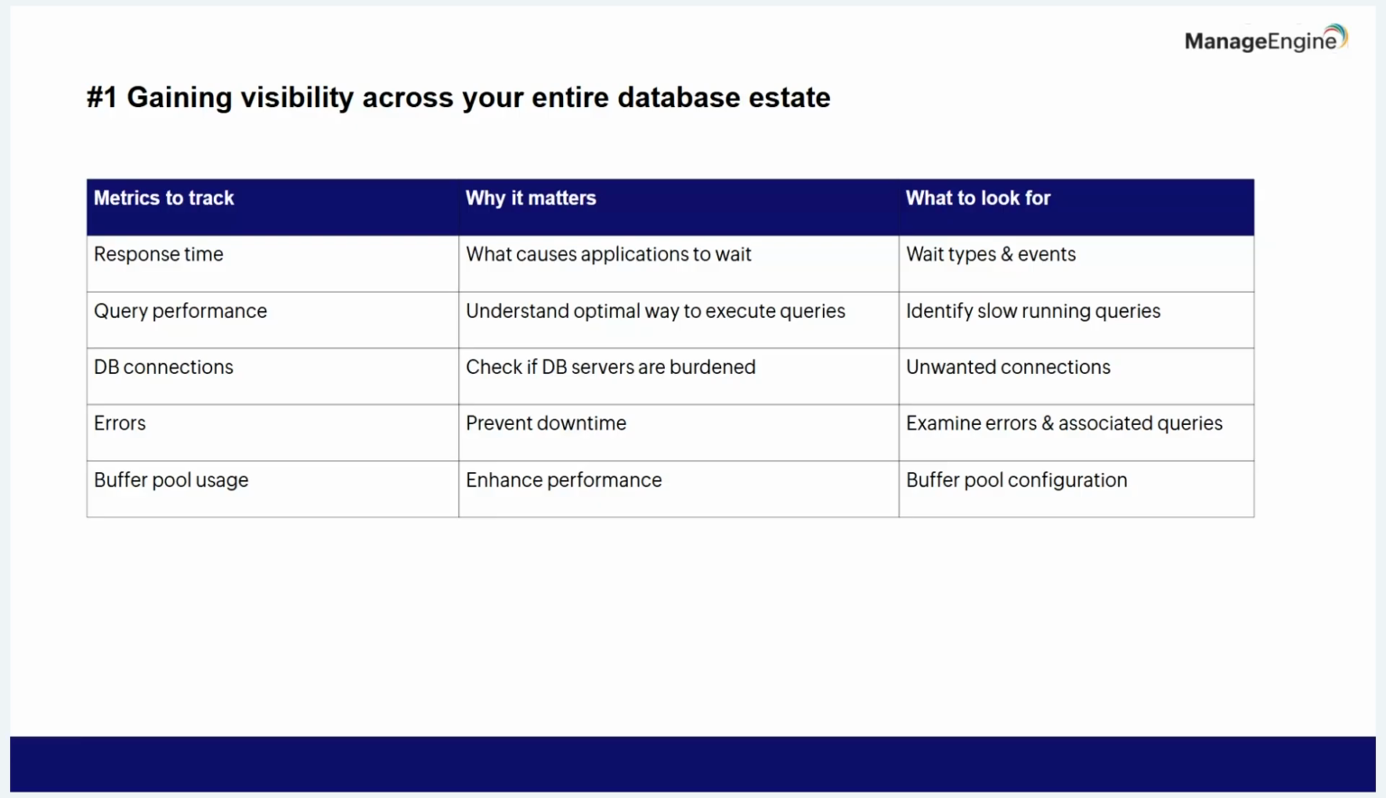When it comes to errors, we need to prevent downtime. So we need to have high availability, and tracking its availability is a mandatory thing. We have to focus on identifying the errors on your database and the queries associated with those errors. The buffer pool usage is also a very key factor, because with the help of the buffer rate ratios, cache ratios, and pool usages, we can easily fine tune our database servers within our environment.